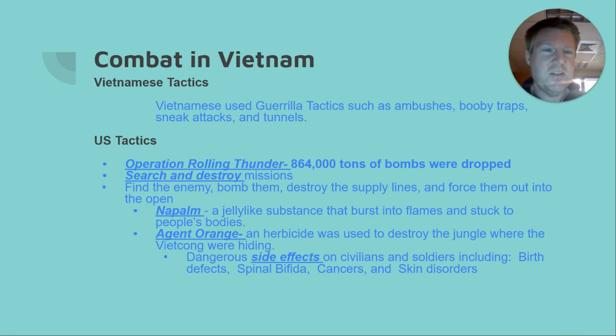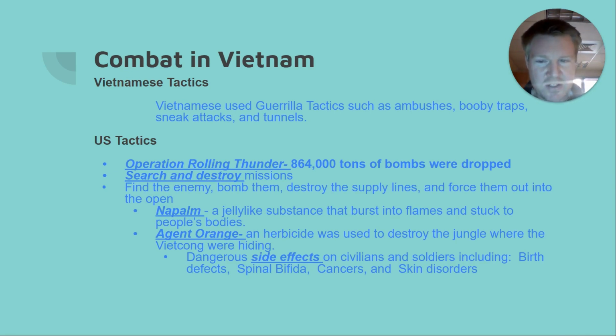And they're trying to use napalm, which is like a liquid jellied gasoline that catches fire and burns down the trees, so it forces the Vietnamese soldiers out into the open. Also Agent Orange, it's an herbicide that kills the jungle, so that way the soldiers are forced out into the open.